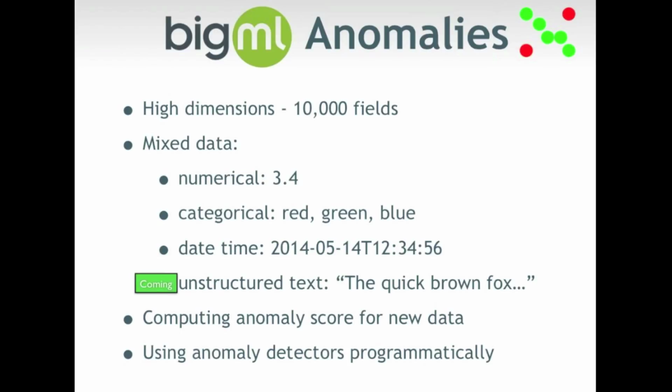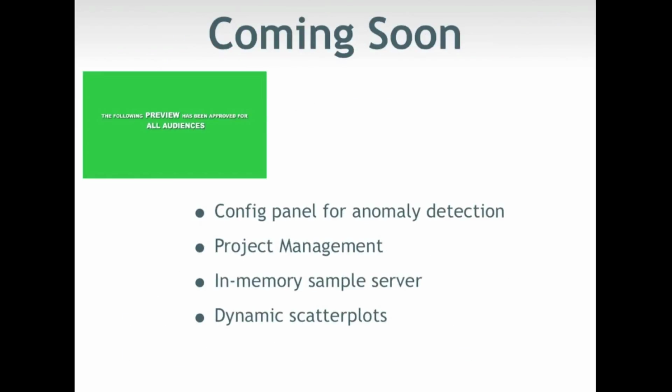Now, there are a few things that didn't quite make it into the release that I did right before this webinar. But they are coming real soon, and I wanted to cover a few of those. As I mentioned earlier, we'll be adding a configuration panel for the anomaly detector, although all of the parameters that are possible to configure, you can configure through the API. And we'll also be bringing text analysis to the anomaly detector. It's not quite there yet. Project management is a feature that's been requested by a lot of customers and which we are excited to finally be bringing to the interface. This will make it easier to group related objects in BigML together.